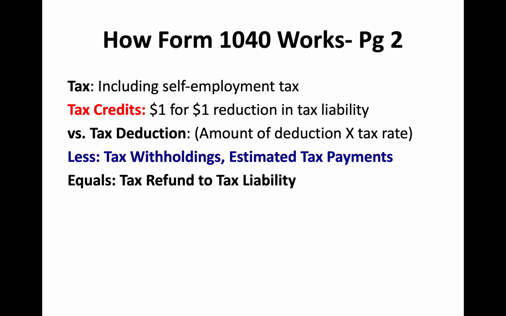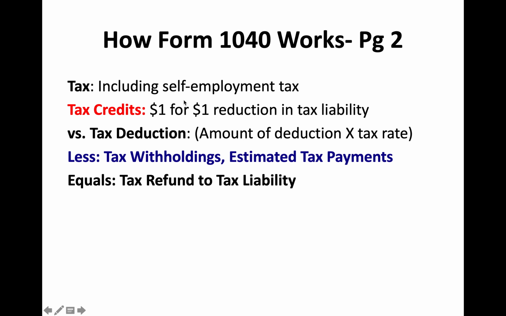So if you get a child care tax credit, for example, that's a 1-for-1 reduction in your tax liability, as opposed to a tax deduction. So if you have a business expense that is a deduction, or a mortgage deduction, that deduction is multiplied by the tax rate. It is not a 1-for-1 deduction of your liability. So a tax credit is more valuable than a tax deduction in terms of lowering a tax liability.